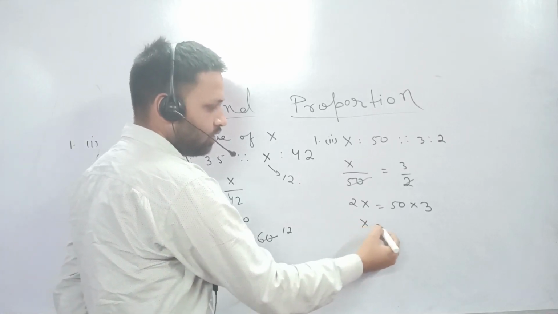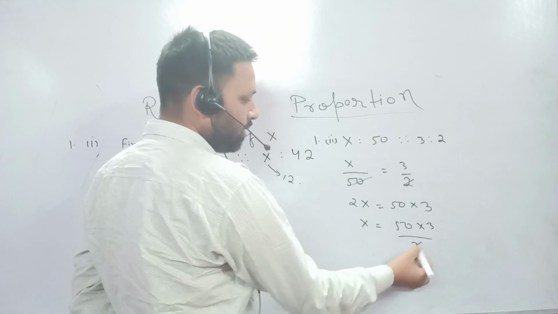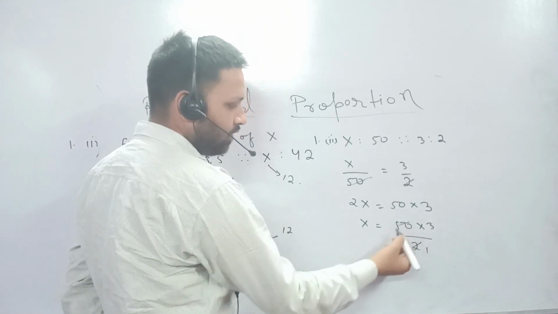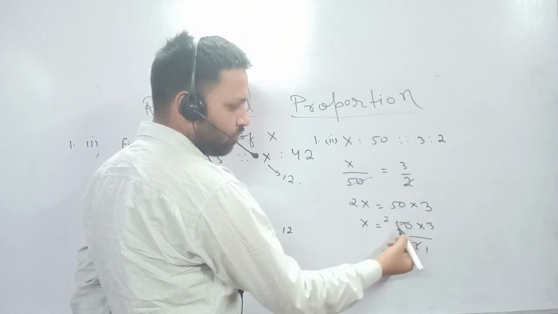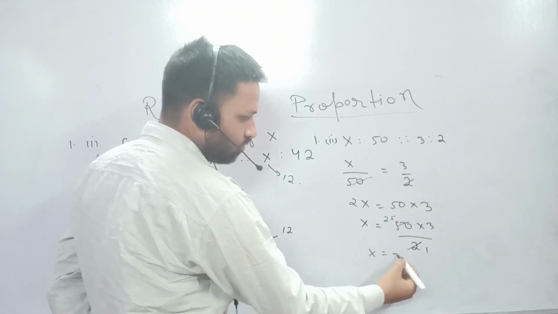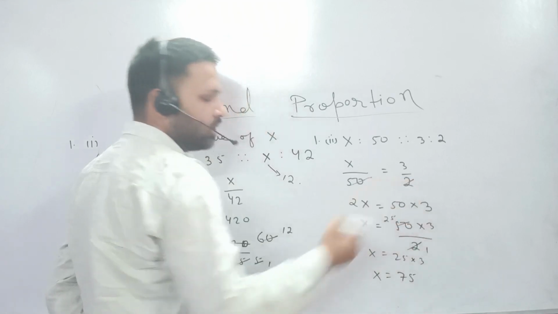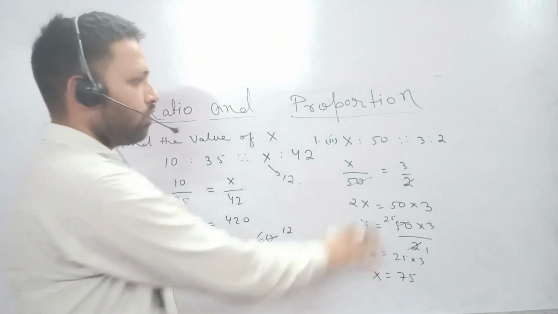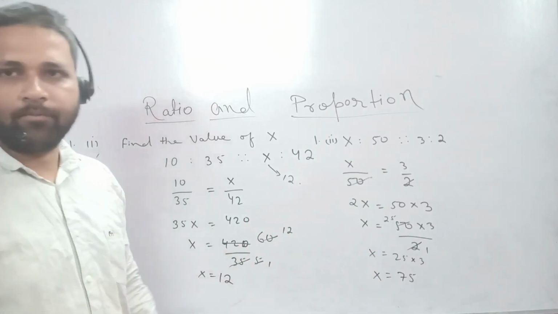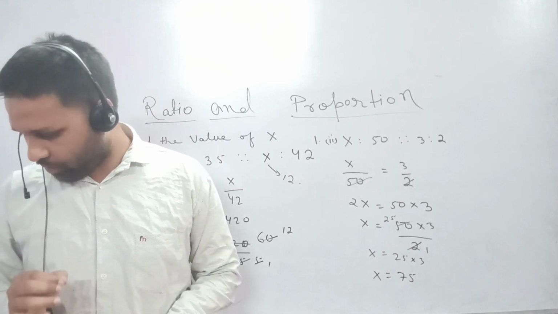Now x is equal to 50 into 3 by 2. You can simplify by this: 2 1 is 2, 2 2 is 4, 2 5 is 10. x is equal to 25 into 3. Therefore x is equal to 75. 75 is the final answer of this question. Okay, clear?